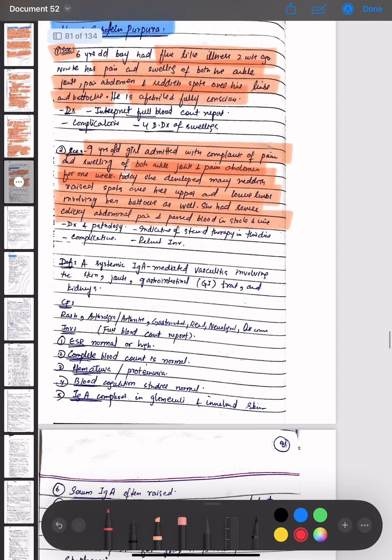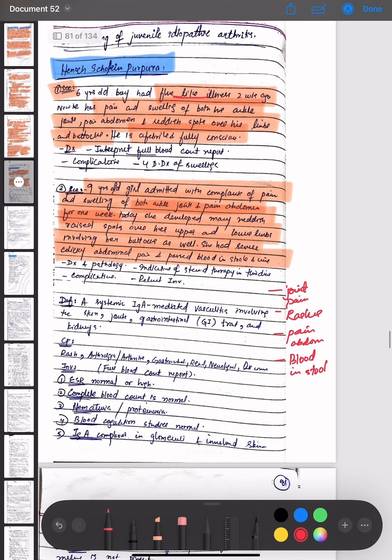So here we have the history of joint pains. Then another thing is that there are rashes over the limbs. Then there is abdominal pain, and also there is blood in stools. So these are the major diagnostic points for this disease: flu-like illness, pain and swelling of ankle joints, abdominal pain, and reddish spots over limbs and buttocks.